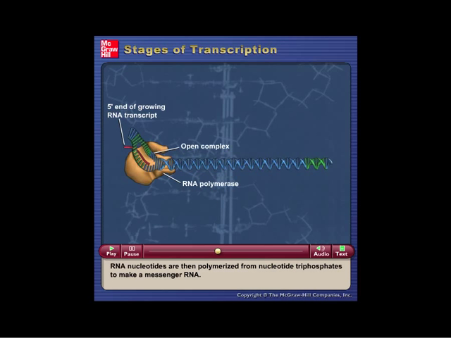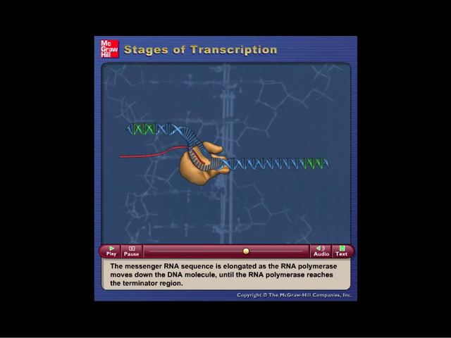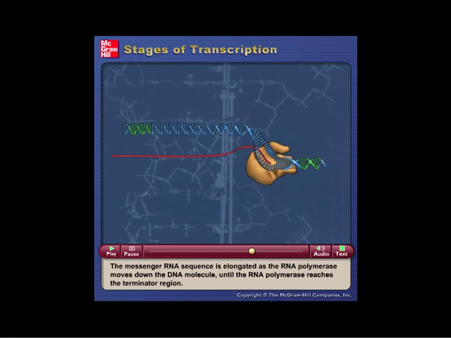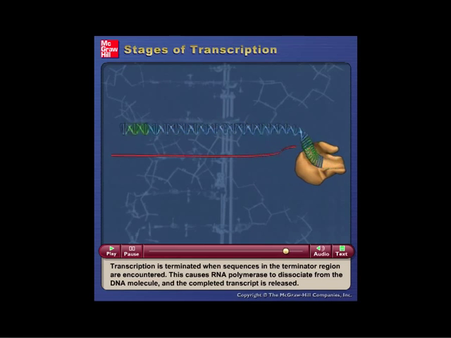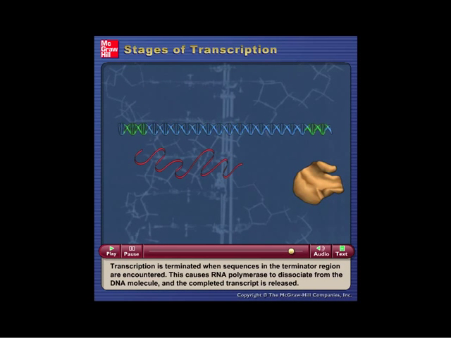RNA nucleotides are then polymerized from nucleotide triphosphates to make a messenger RNA. The messenger RNA sequence is elongated as the RNA polymerase moves down the DNA molecule until the RNA polymerase reaches the terminator region. Transcription is terminated when sequences in the terminator region are encountered. This causes RNA polymerase to dissociate from the DNA molecule, and the completed transcript is released.